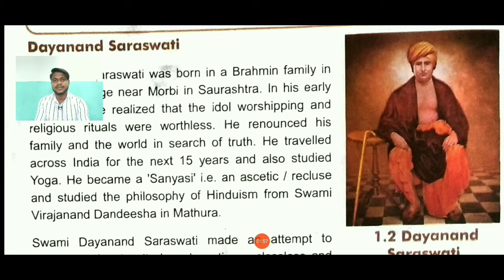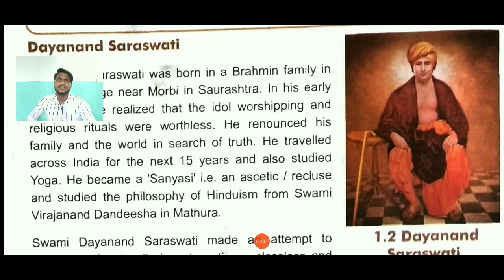Sannyasi means a person who is living out of the family, a person who is living for the people, not for himself. Therefore he became a sannyasi, that is, an ascetic person. He also studied the philosophy of Hinduism. Then Swami Virjanand Dandesha in Mathura gave him all these kinds of customary thinking and the basic theory related to the world also. So under the legacy of Swami Virajananda Dandesha in Mathura, he learned these things.